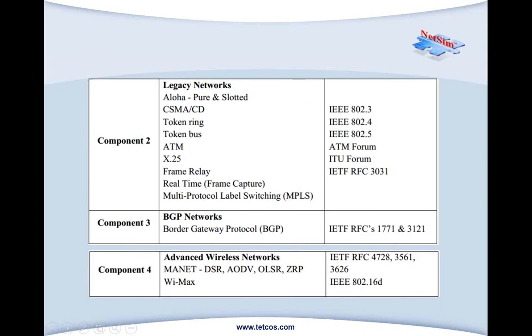Then in component 2, we have some legacy networks that we can design in our software, like Aloha, Pure Aloha, Slotted Aloha, CSMA/CD, Token Ring, Token Bus, ATM. These are the legacy networks we have in NetSIM, and these are also designed on various IEEE standards. Then in component 3 we have BGP, Border Gateway Protocol. Then in component 4 we have advanced wireless networks like MANET. MANET has DSR, AODV, OLSR, and ZRP protocols. Then we have WiMAX.